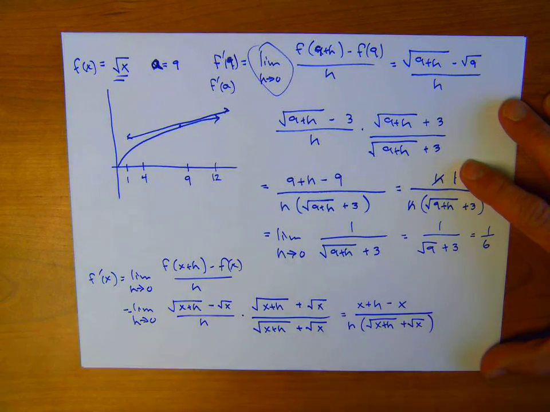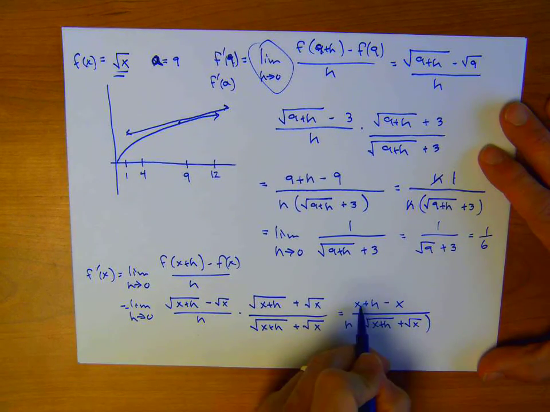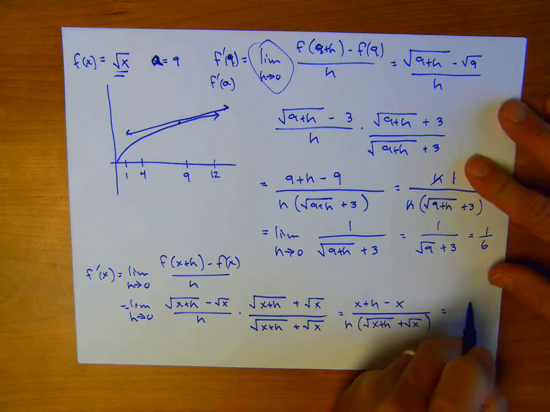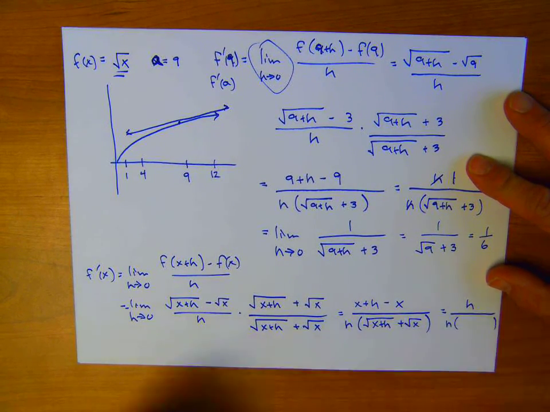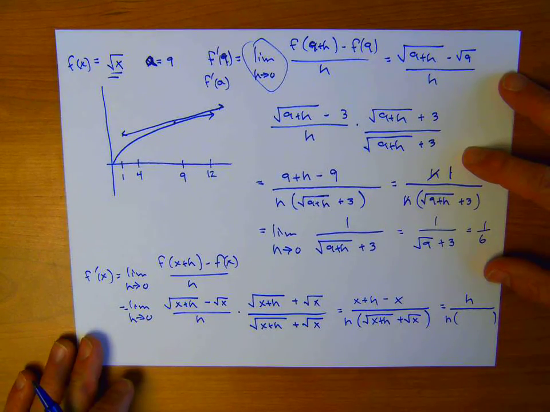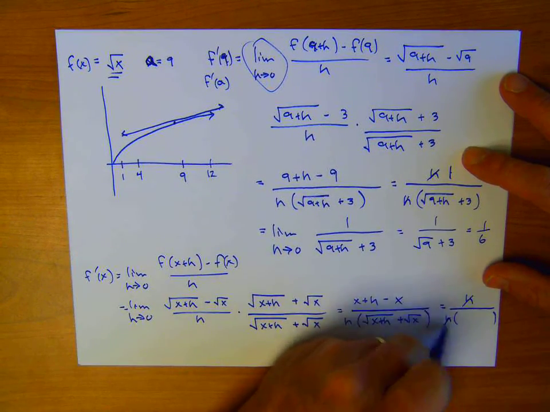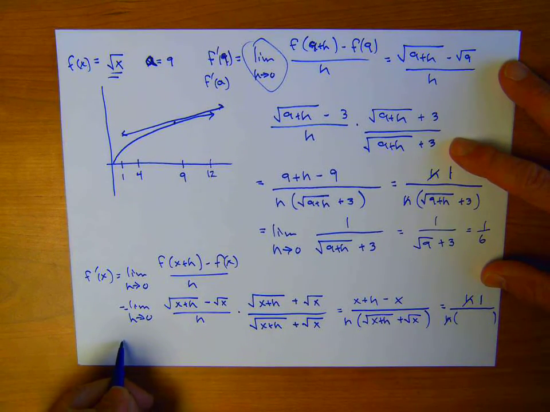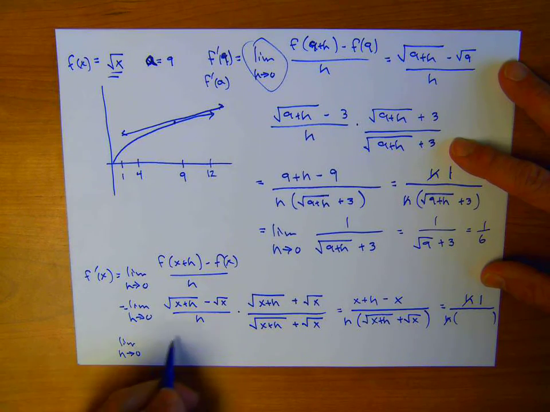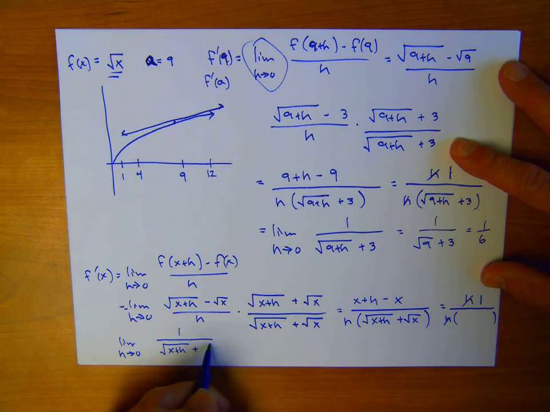Okay, so here we are. Now, the x minus the x, that's just going to give me an h over h times that whole thing, which I won't bore you by writing all over again, but we're going to get the same cancellation we got up here. So this will be a 1. So now we're taking the limit as h goes to 0 of 1 over the square root of x plus h plus the square root of x.